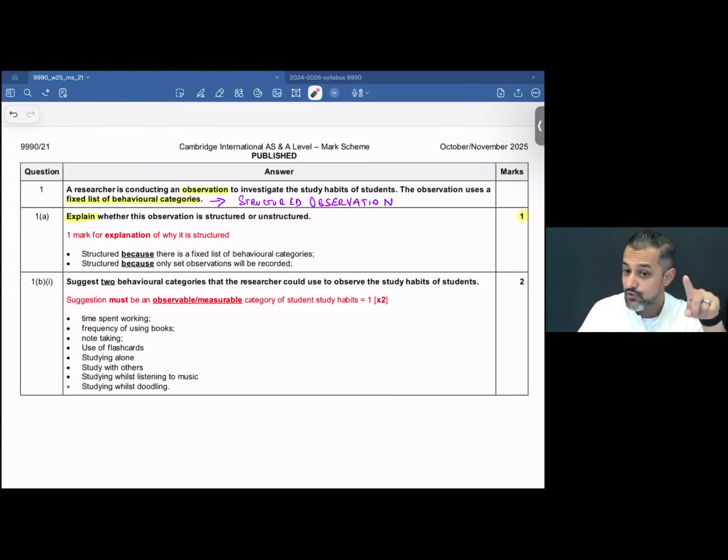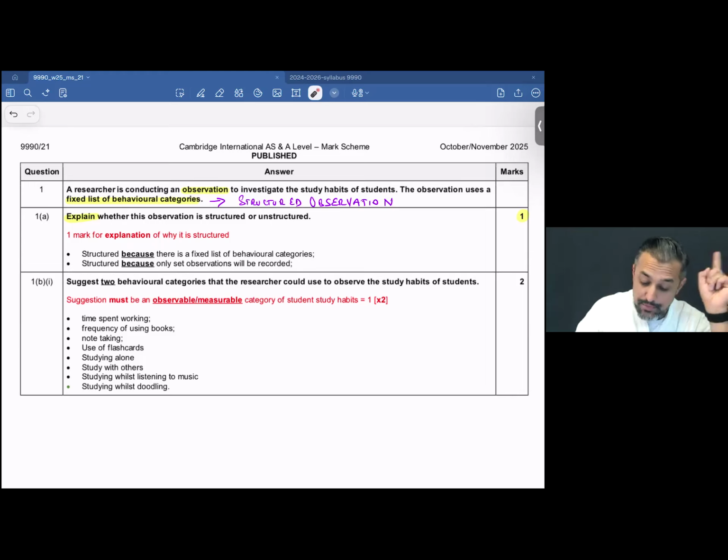No, you did not answer the question, because the question expected you to explain if it is an example of a structured observation or an unstructured observation. Did you do this explaining part? No, you did not. If you're just writing down structured, you're not getting your mark. For you to get that 1 mark, you'd have to explain it.